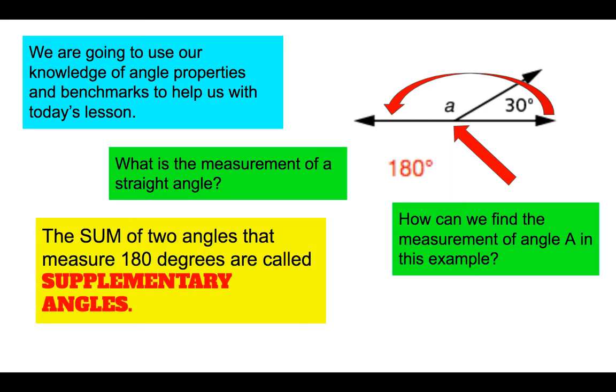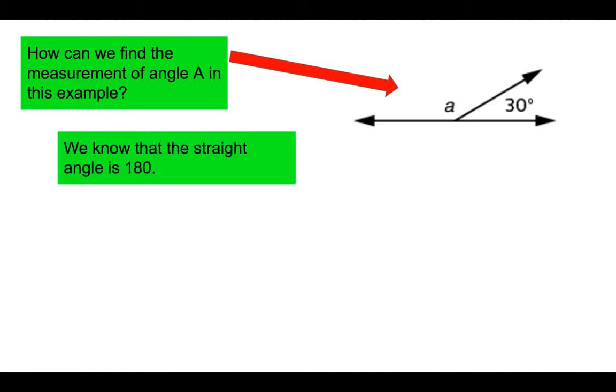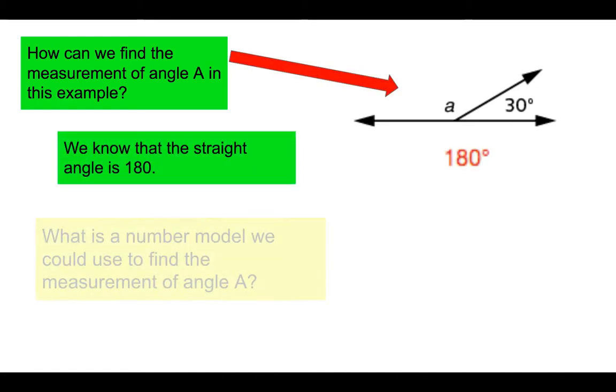All right, so before we get into that, I want to give you just a side note here and new vocabulary: when the sum of two angles measures 180 degrees, these are called supplementary angles. So this measurement here, 30 degrees, and A are called supplementary angles because when you add them together, they will equal 180 degrees. That kind of answers our question. So how do we find the measurement of angle A? Well, again, we know that the straight angle is 180 degrees.